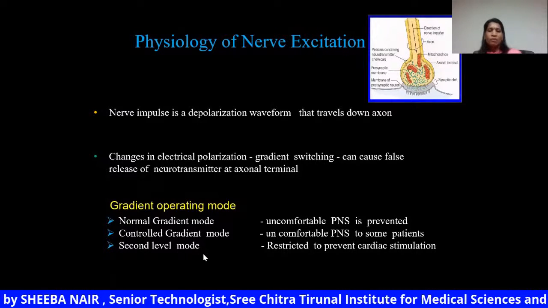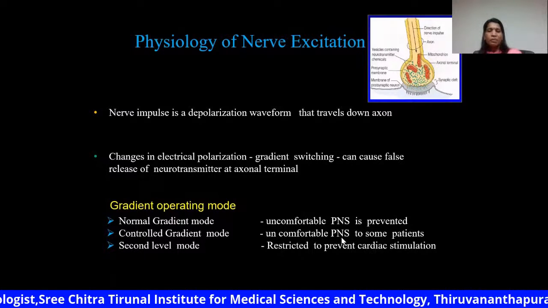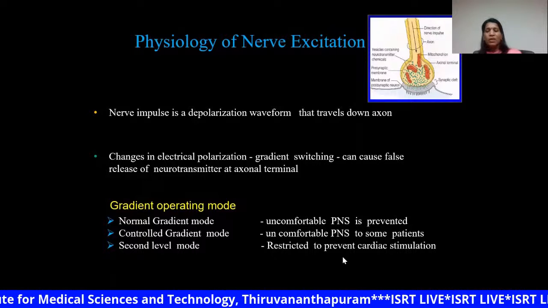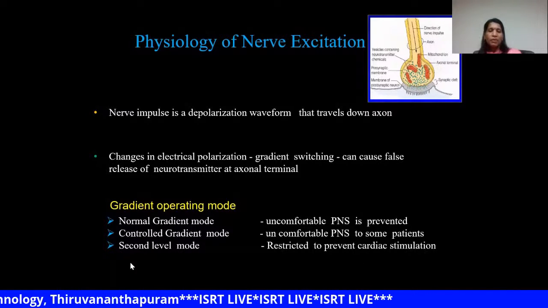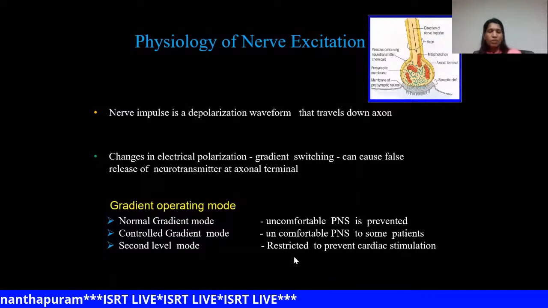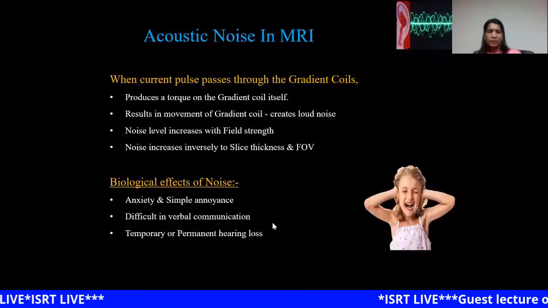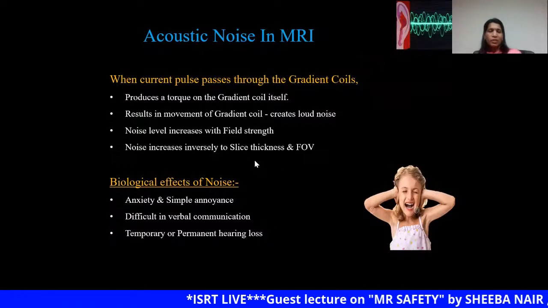In the second level mode of gradient operation, there will not be any restriction, but it can produce peripheral nerve stimulation. It can also produce cardiac stimulation. So this second level mode is not used for clinical purposes; usually it will be used for research purposes. Another big concern in MR is the noise.